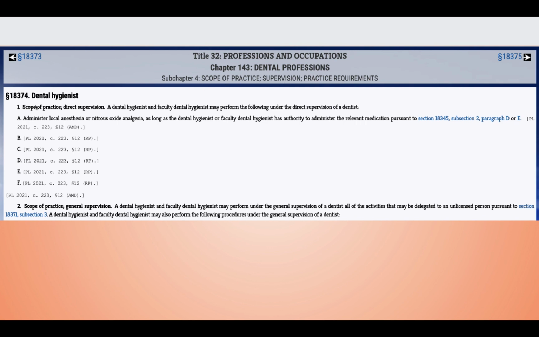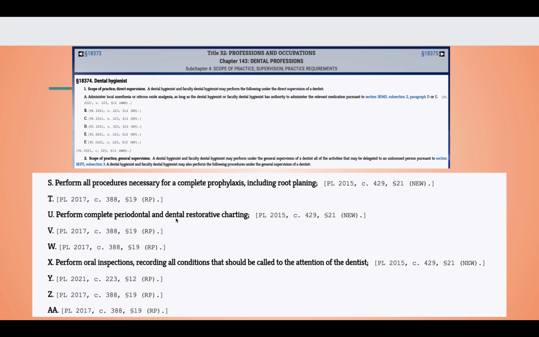So this is the heading of that section. Then it goes on by kind of breaking it down, and I just highlighted the relevant things. Of course, there's things like fluoride and can they do cleaning, blah, blah, blah. But this says specifically that a hygienist can, under general supervision, perform all necessary procedures for complete prophylaxis, including root planing.